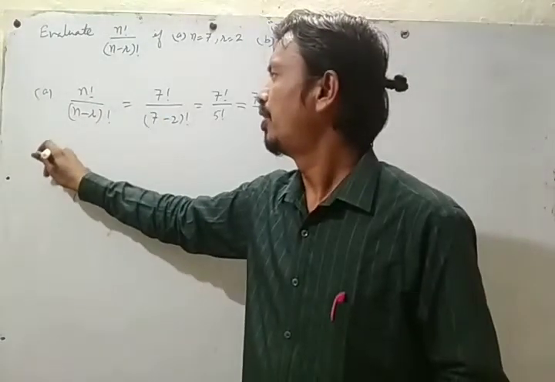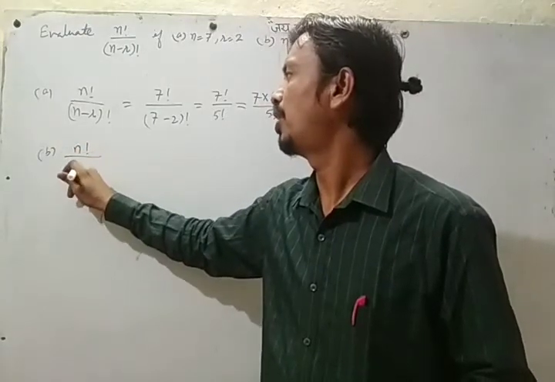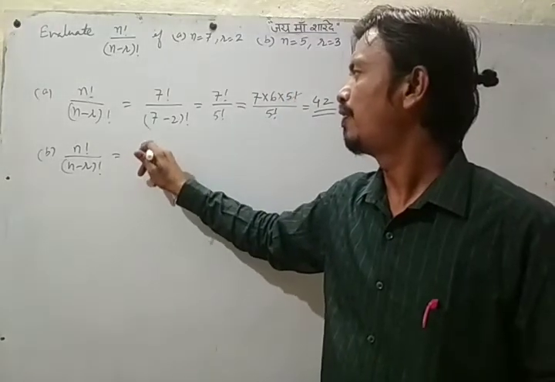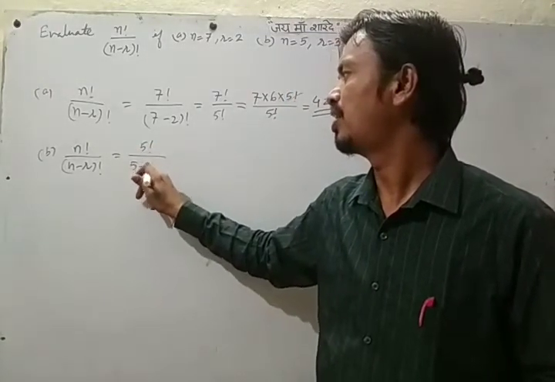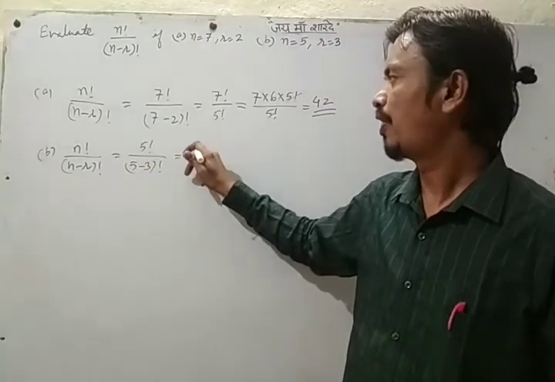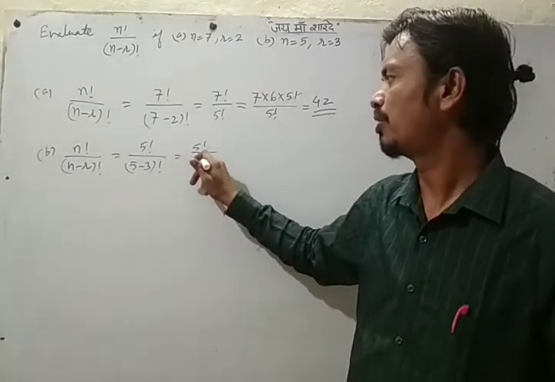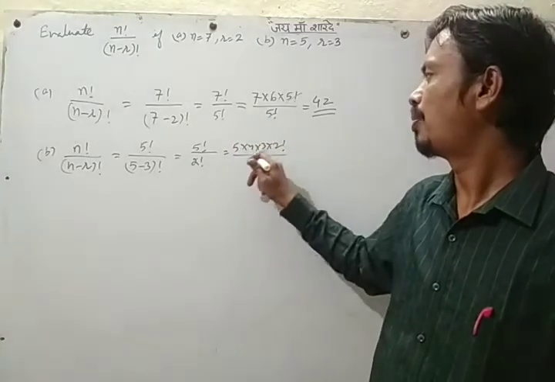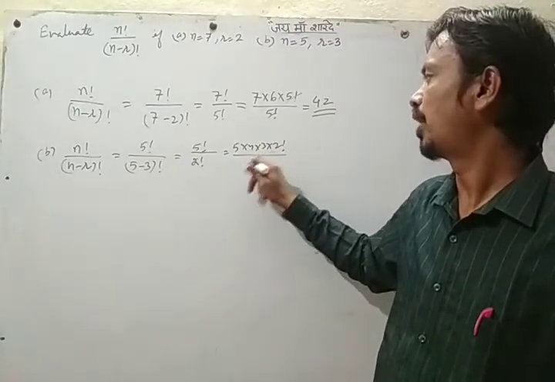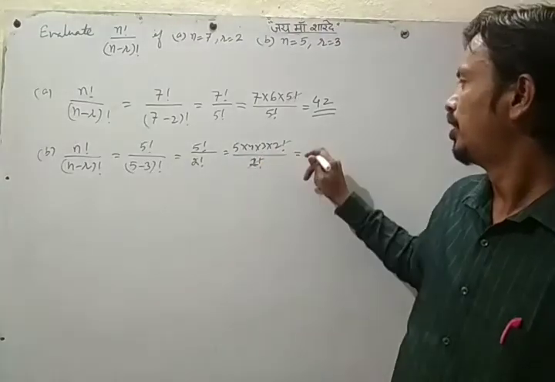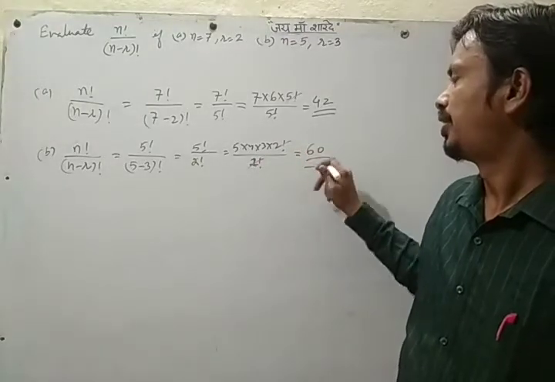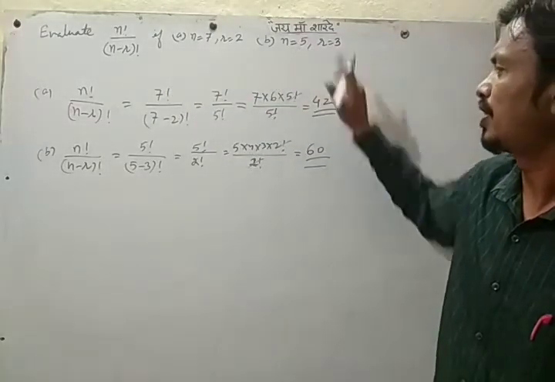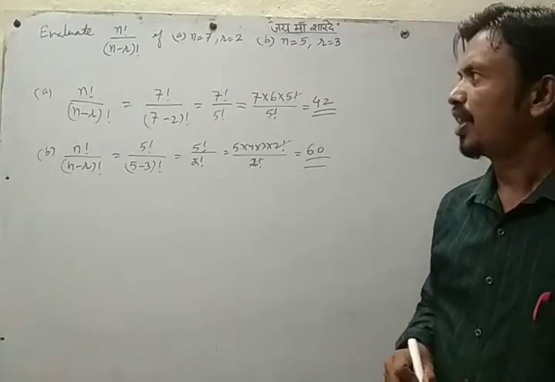The same way for the second question, n factorial upon n minus r factorial, n is 5, r is 3. So 5 factorial upon 5 minus 3, 2 factorial. So it is 5 into 4 into 3 into 2 factorial upon factorial 2. Factorial 2 cancels. Then 5 into 4 into 3, 20 into 3 is 60. The value of n factorial upon factorial n minus r when n is 5 and r is 3 will be 60.